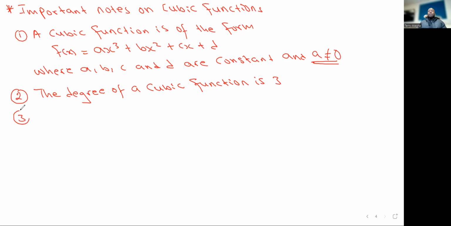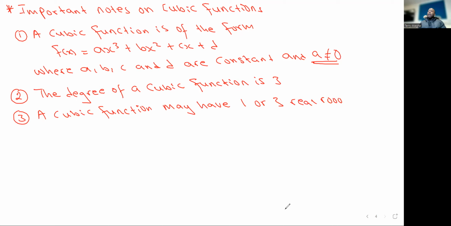So number 3, like I said earlier, a cubic function may have 1 or 3 real roots, okay? It's going to be between 1 to 3 real roots, okay?